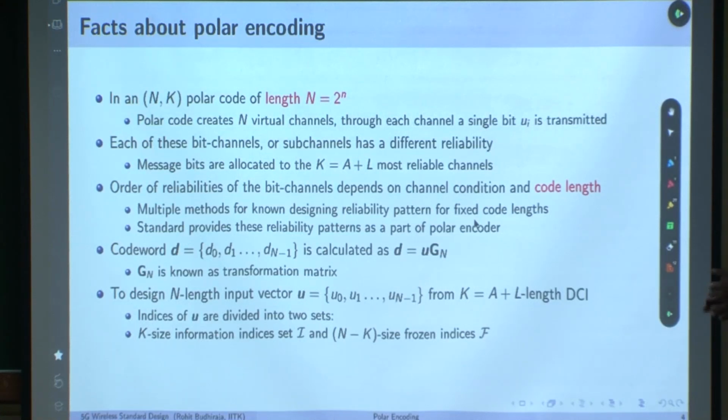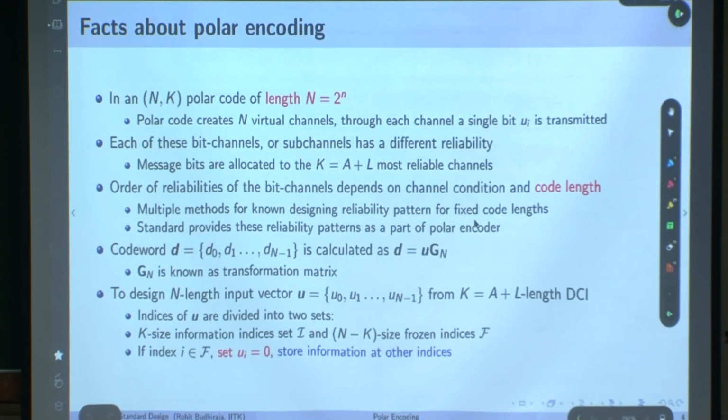What is the process we are doing here? We have a k length DCI which needs to be fitted into an n length vector so that it can be encoded. Now these indices are divided into information indices I. How many such indices will there be? K, because k is the information size. And the remaining indices will be n minus k, and they are called frozen indices.